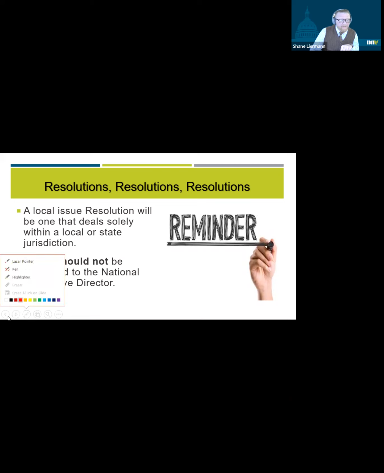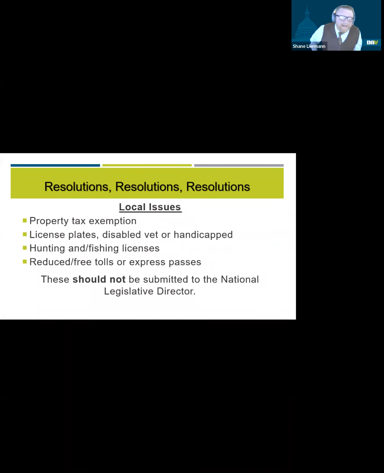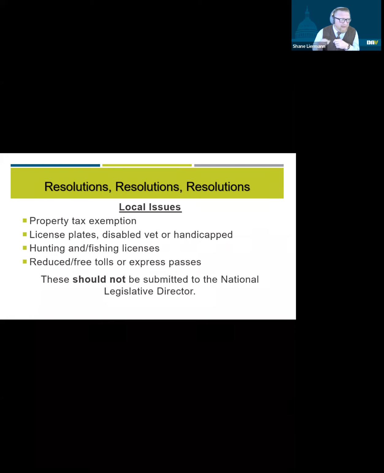You might be thinking, well, that's great, but could you give us some examples? I'm glad you were thinking that, because yes, Jim Shuey, I can. Those examples are property tax exemption, because those are going to be local to a county, a municipality, or a state. License plate disabled, veteran, or handicapped. Again, those are generally going to be controlled by the state and or your counties. Same as hunting and fishing licenses, as well as reduced or free tolls or express passes.